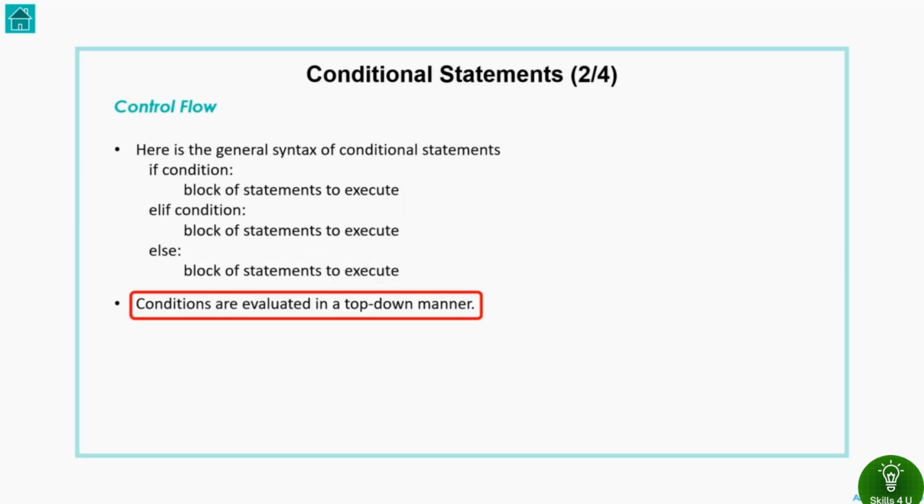If the if condition is true, its block is executed and the rest of the elif and else are skipped. If the if condition is false, the first elif condition is checked. If it is true, its block is executed and all the other elif and else are skipped, and so on. If none of the if and elif is true, only the else block is executed. Let's have a look at conditional statements in Jupyter Notebook.